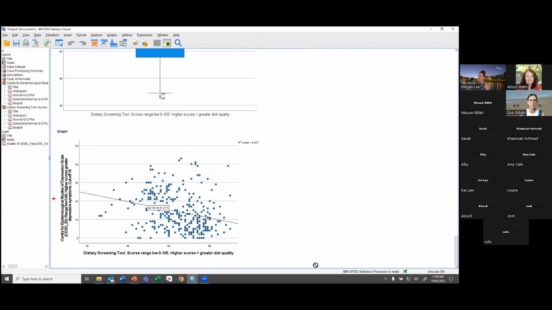Can we put a straight line through our diet and depression scatter plot? Yay, good. So linearity is assumed, so we can go ahead and do a linear regression.